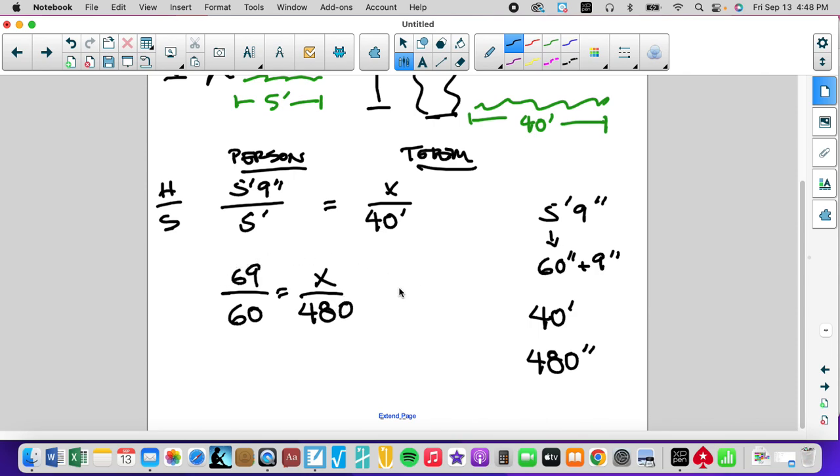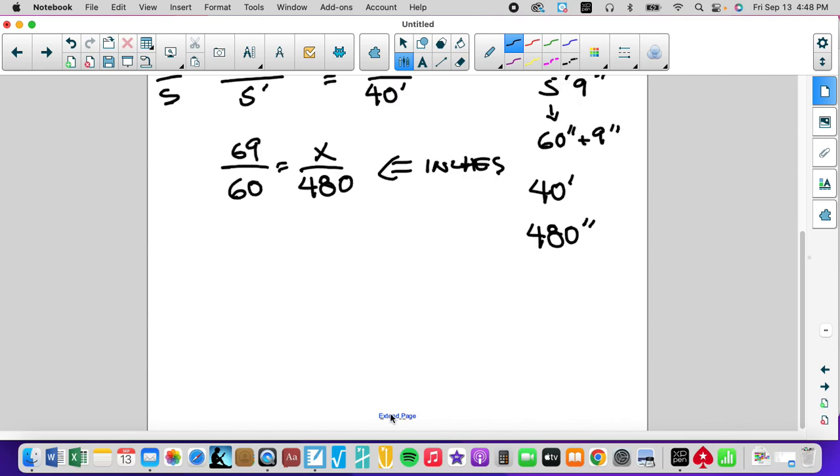Notice that this is in inches. This is not in feet. The other technique you could have done is you could have converted 5 feet 9 inches into a fraction, which is 5 and 9/12, or 5 and 3/4. Knowing that the decimal value of 9/12 or 3/4 is 0.75.